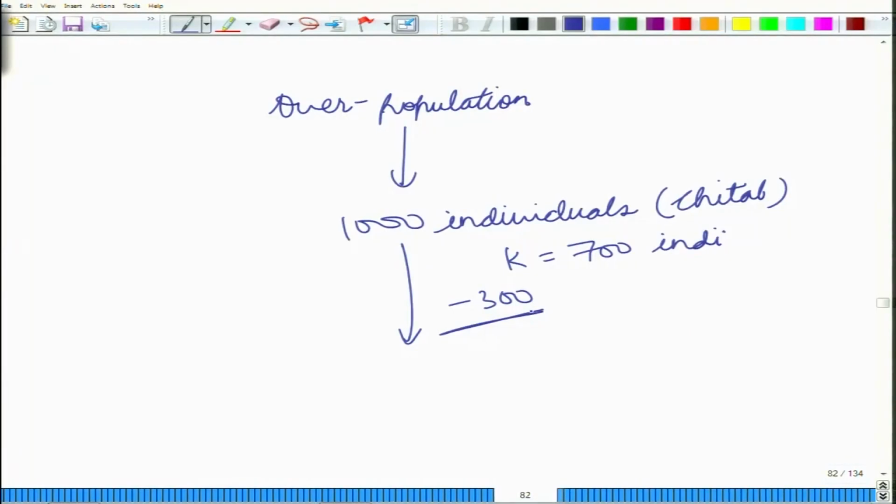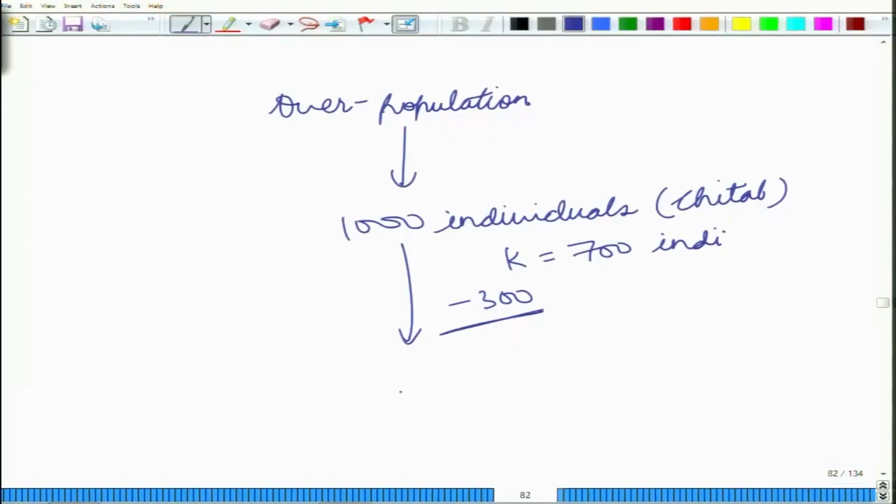So, there will be competition and there will be some individuals in any population that will be able to drive off the other individuals. When you have this driving off of other individuals, there will be some individuals in this population, precisely 300 individuals, who do not have access to sufficient amounts of food. So, they will suffer from malnutrition, maybe they will suffer from some diseases, and slowly and steadily they will die off, and ultimately we will come to a situation where you have only 700 individuals left, which is equal to the carrying capacity.